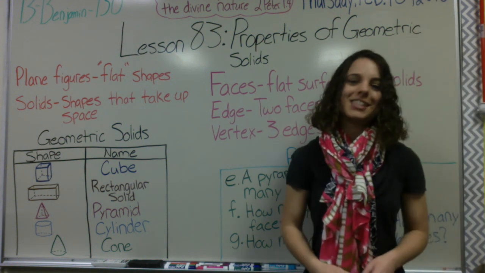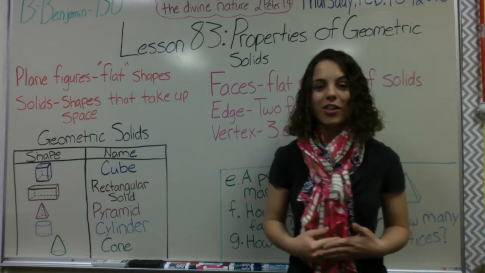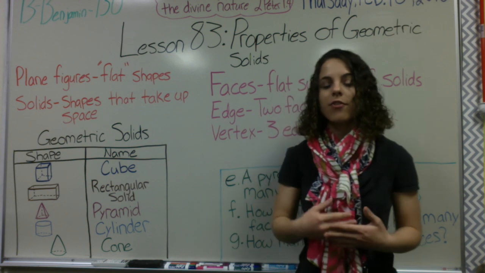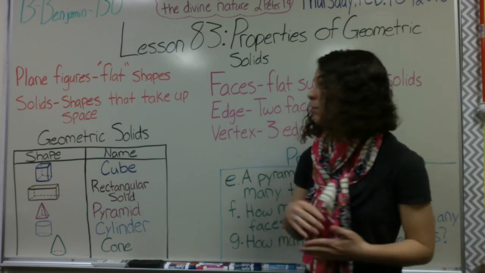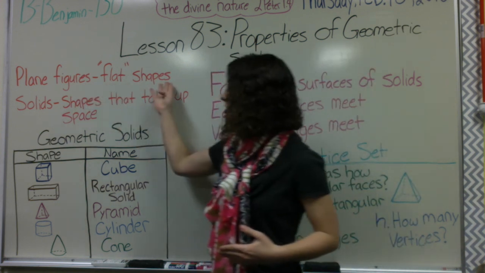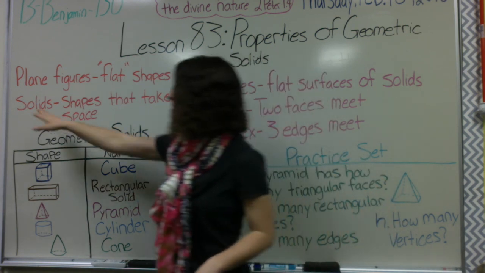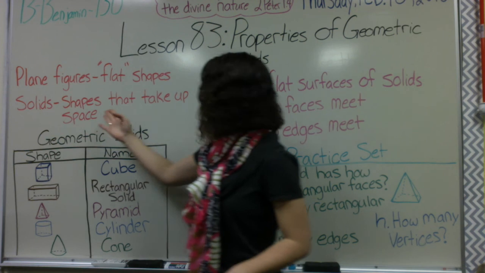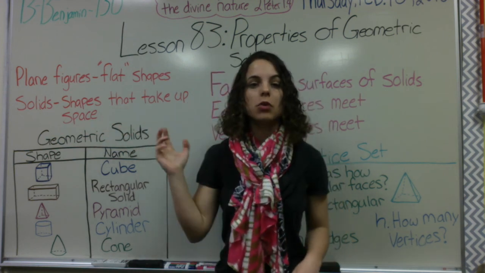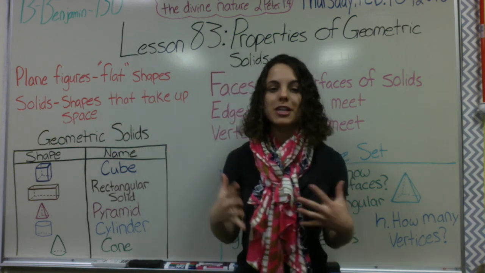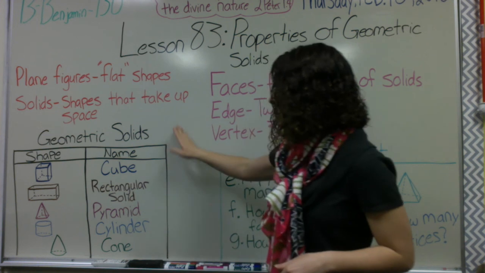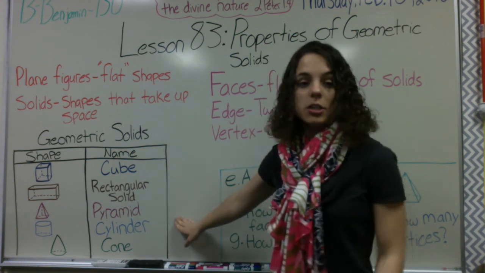Welcome to lesson 83. This is called Properties of Geometric Solids. Now we've talked about polygons before, and polygons are plane figures, which are flat shapes. So they're two-dimensional, they're completely flat. Then we also have solids, which are shapes that take up space. So they're three-dimensional, they're 3D. These are the geometric solids that we are going to be going over today.